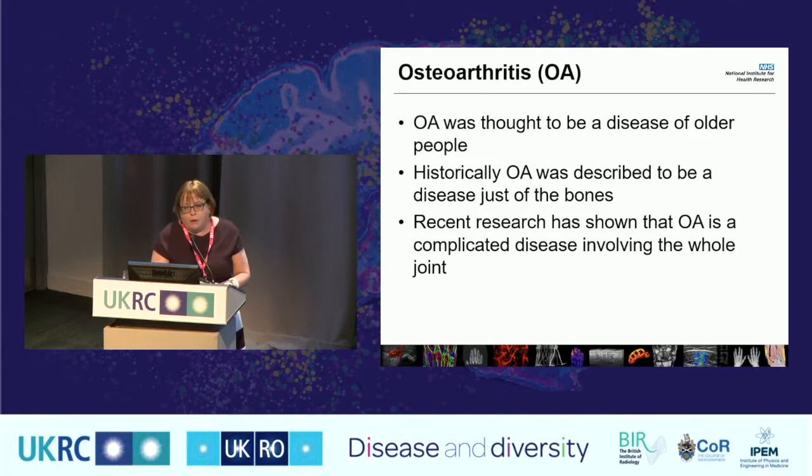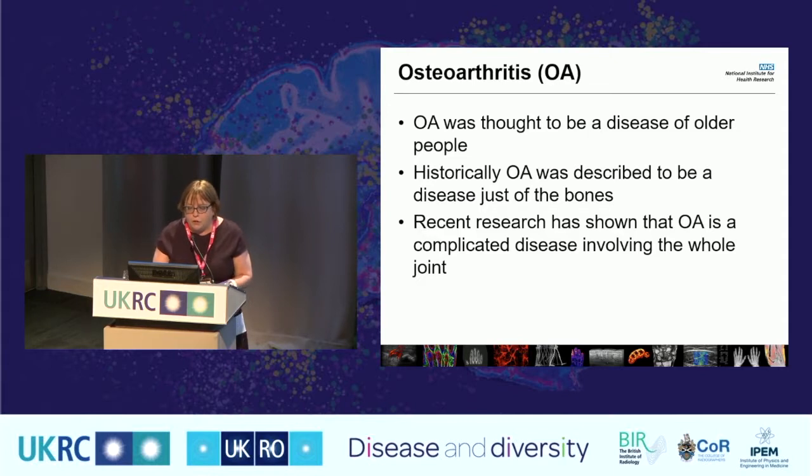Historically, we thought that osteoarthritis was a disease of older people. We have this vision of the granny walking around bent with a walking stick. And we thought it was just a disease of the bones. That's because we had x-rays to show what osteoarthritis was. On an x-ray, we all know what an osteoarthritic knee looks like. It's got some osteophytes, we've lost our joint spacing, but that's all we can see. But now we can use different imaging techniques to see what's actually happening inside the joint.